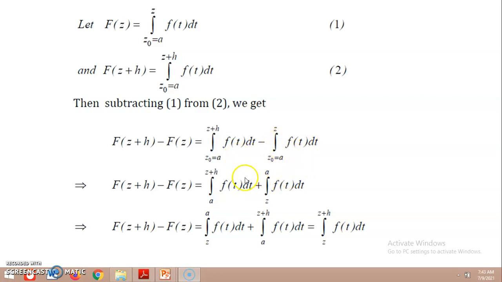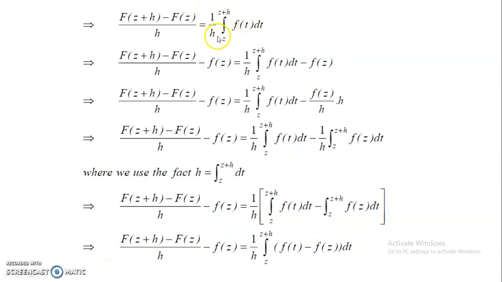Obviously by the properties of definite integral, the integral from a to z becomes minus the integral from z to a, so the difference becomes the variation from z to z plus h. So it is the integration of f(t) dt over z to z plus h. Now we divide both sides by h. Then we get 1 over h times the integration of f(t) dt over z to z plus h. It means only the integration from z to z plus h.